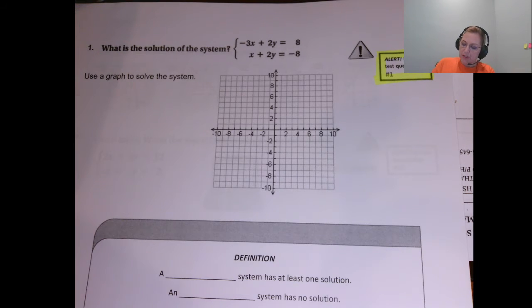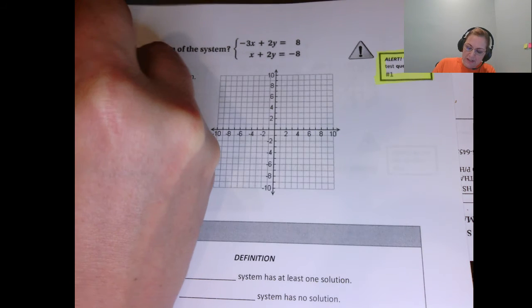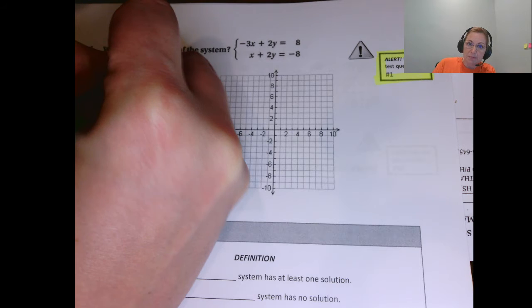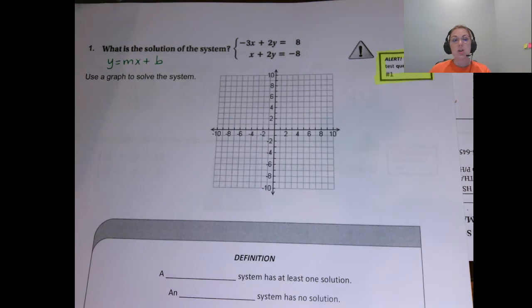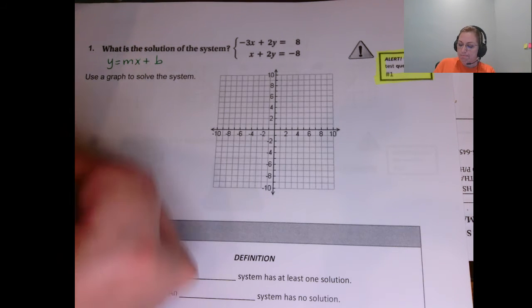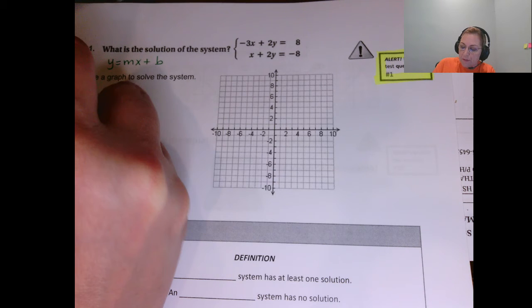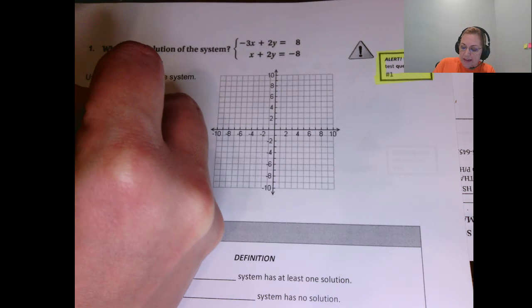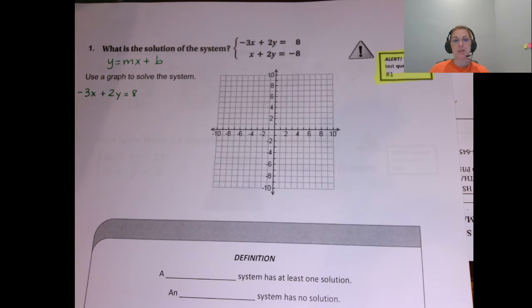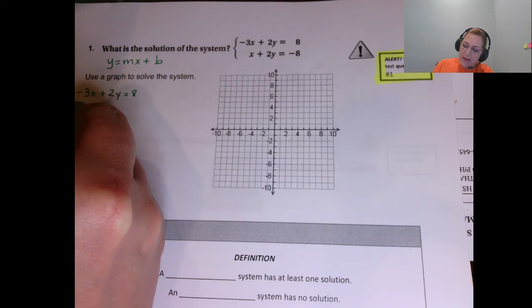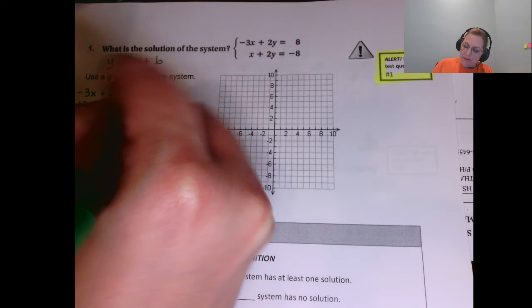So remember, to graph a line, it's pretty easy to use y equals mx plus b. So I'm going to take the first equation, negative 3x plus 2y equals 8. And I'm going to get the y by itself so that I can see what the m is and what the b is. So to get y by itself, I'm going to add the 3x to both sides.